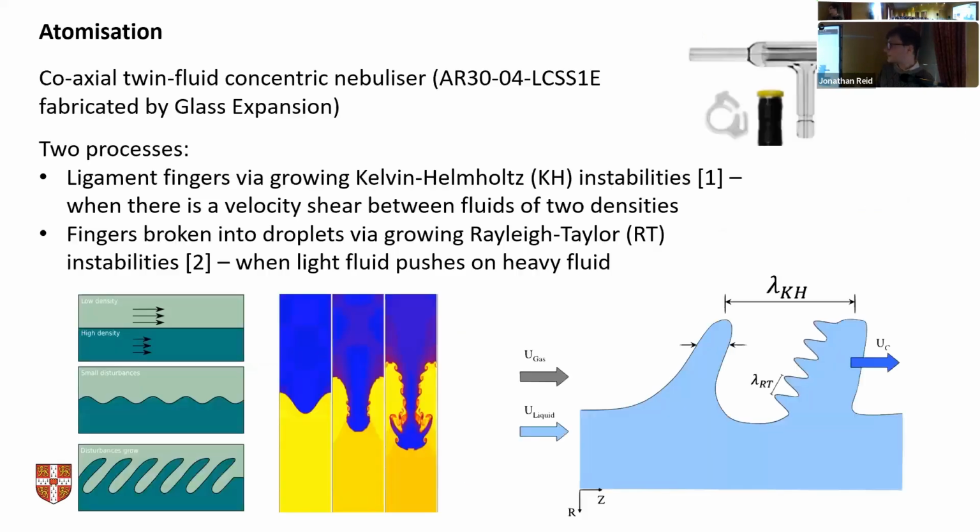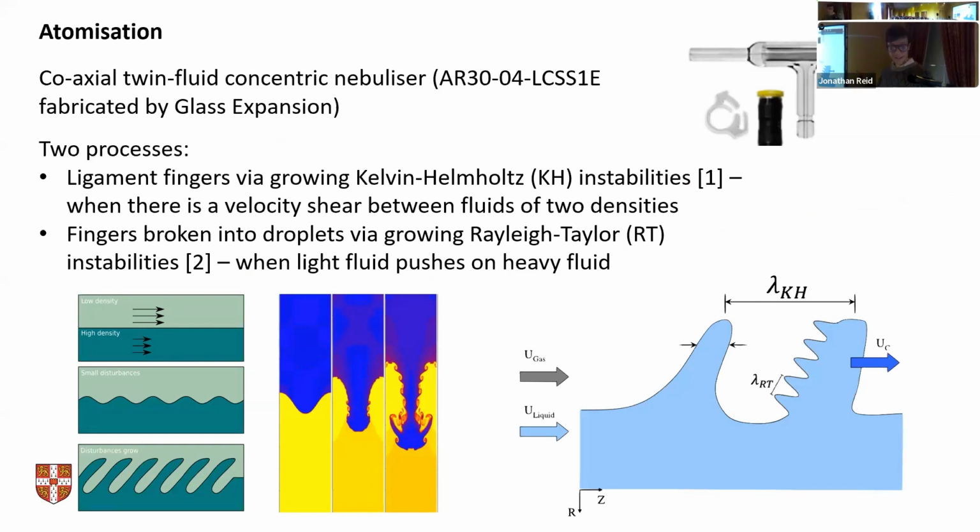So knowing this, the first stage is atomization. Anyway, just underneath there is the actual atomizer that's used. So it's a twin fluid concentric nebulizer. You basically have this capillary tube that carries liquid through, and then you have an annulus of gas around it, and a nozzle, and you form a droplet distribution.